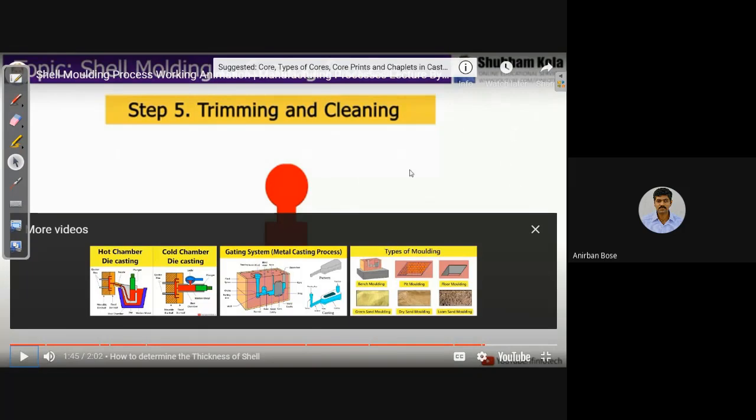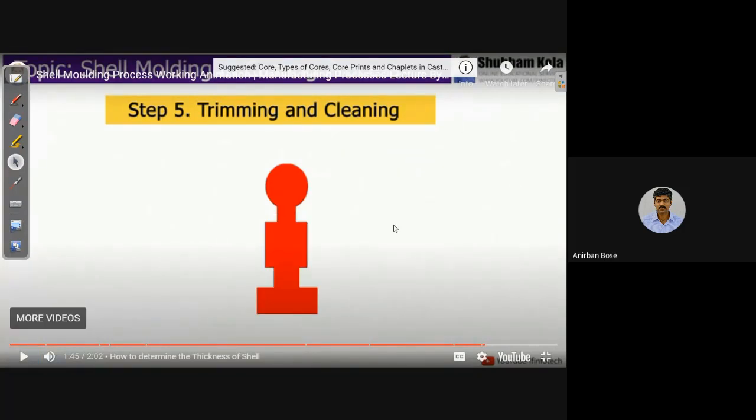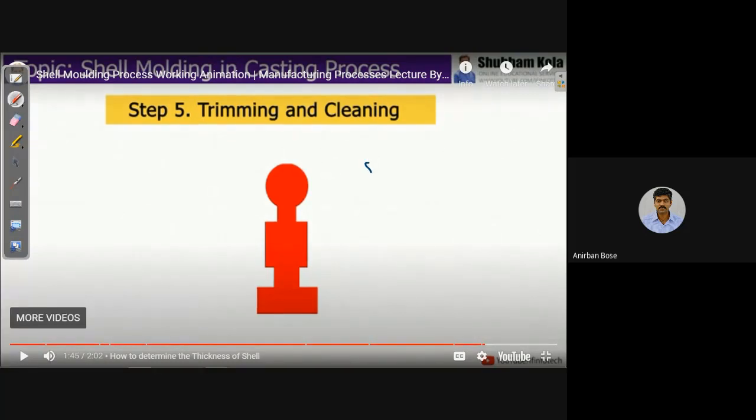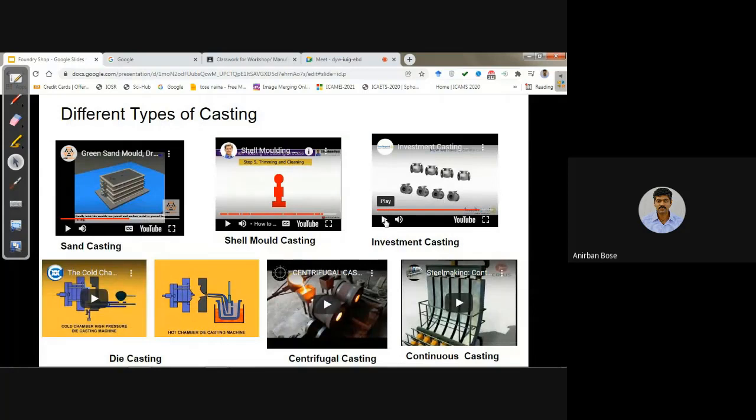So you have seen the shell molding process, where the molding material that is used is basically sand and resin. Sand and resin are used as the material, and when they come in contact with the hot pattern, they attach to the pattern with a certain thickness, and that particular shell mold is finally formed in the shape of the pattern around it. Okay, so this is how shell molding is done.